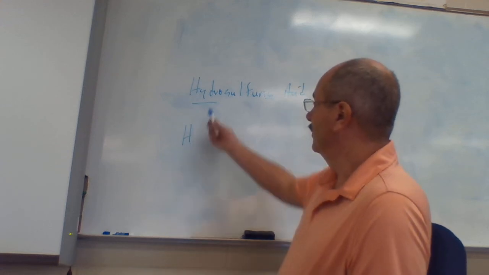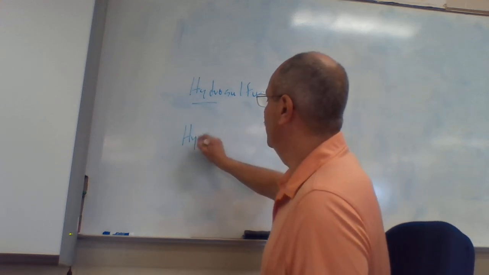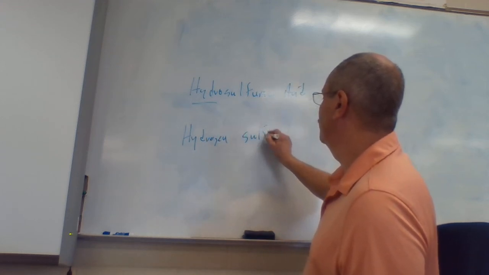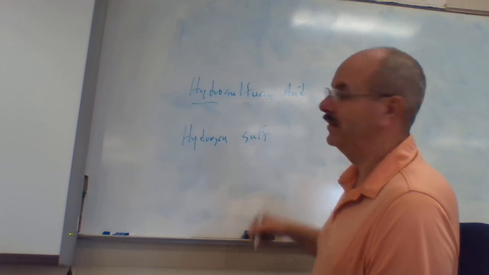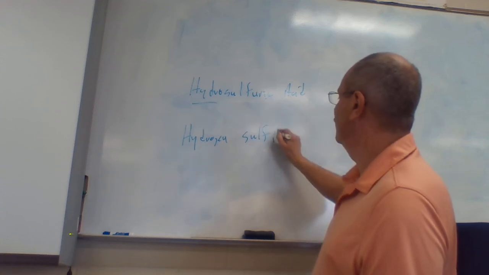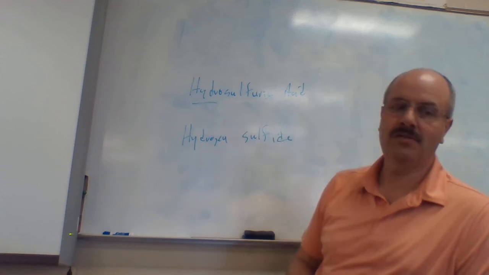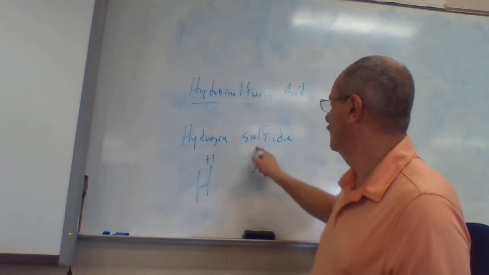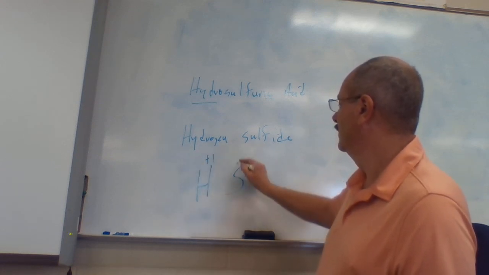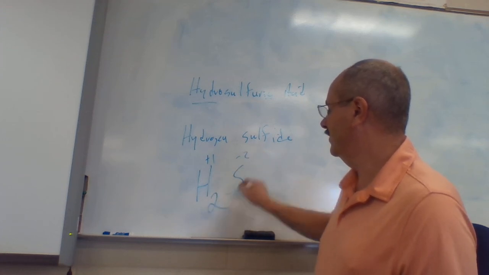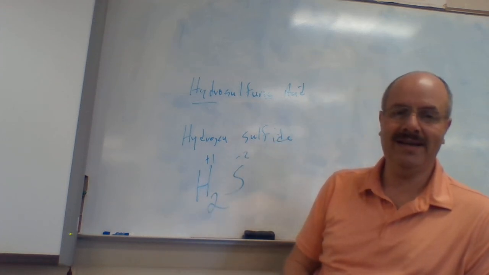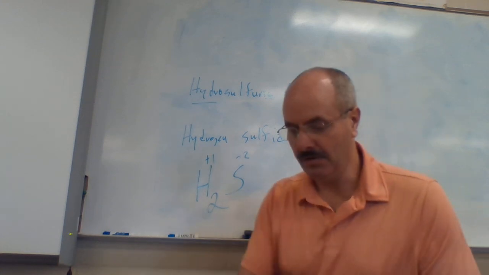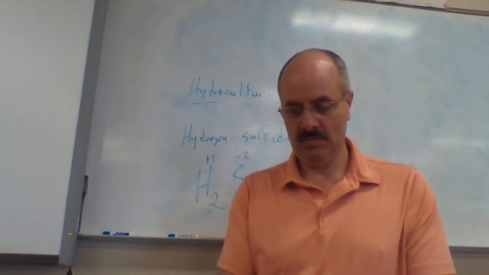All right. So this one's hydro blank ic, so that means it's hydrogen, because they all start with hydrogen. Then we have sulf, because that's the root part in the middle. And because it's hydro-ic, it ends in ide. So it's hydrogen sulfide. Now I'll write my formula. Hydrogen is +1. Sulfide, that's sulfur, and that's a -2. Crisscross this, and I end up with a formula of H2S. It's the formula for this acid. All right, that concludes those acids.